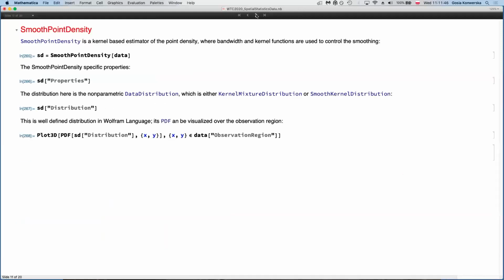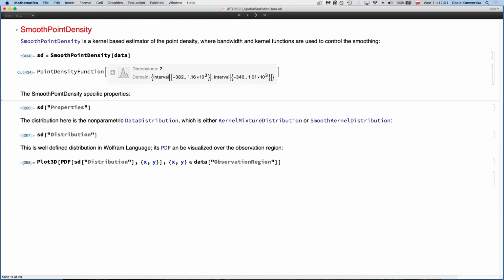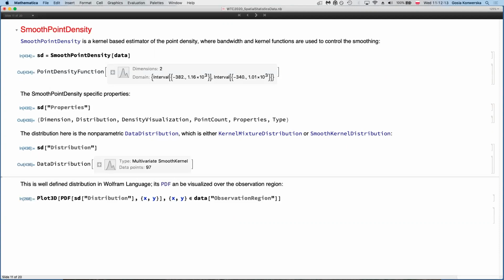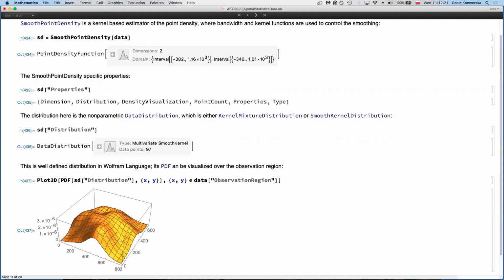Now, smooth point density is a kernel-based estimator, which is controlled by the bandwidth and the kernel functions. And this is an extension of the kernel mixture distribution and smooth kernel distribution to regions. So we again obtain the point density functions. In the properties of this type of point density function, we see a distribution, and this distribution corresponds to either kernel mixture or smooth kernel distribution, and the choice of which can be controlled via options in smooth point density. And so we can, for example, plot the PDF of this distribution, because this is a well-defined distribution in the Wolfram Language.